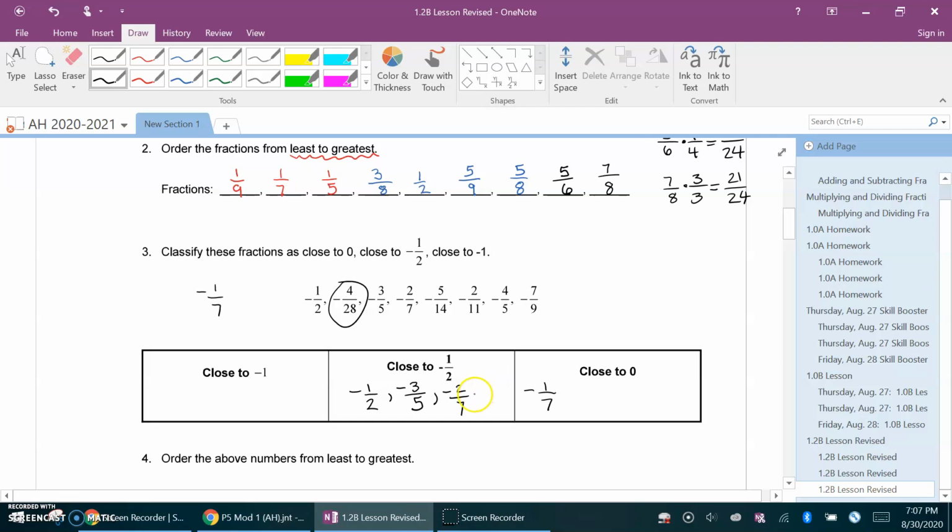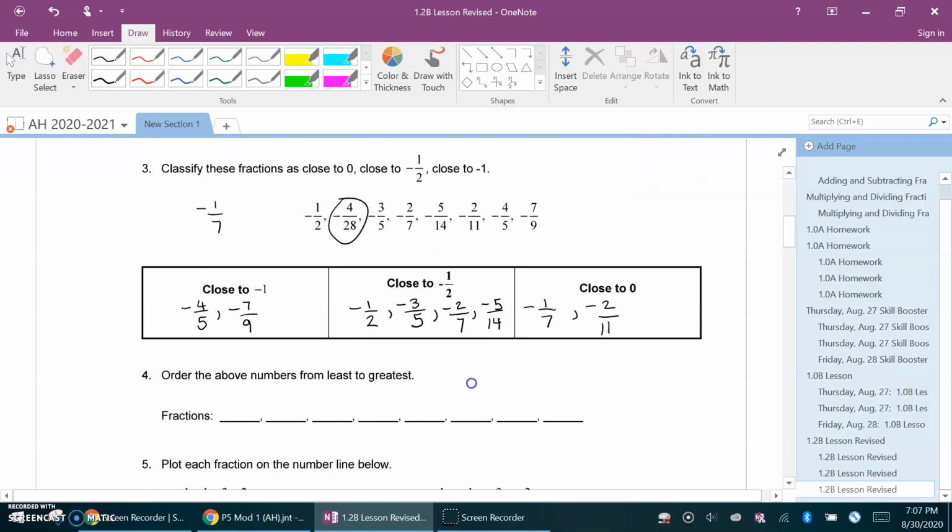5/14, same thing. I would personally put this in the middle. Then we have negative 2/11, negative 4/5, and negative 7/9. And if you prefer to put these on a number line, you can, and that would be another way that you could take a look at the numbers.